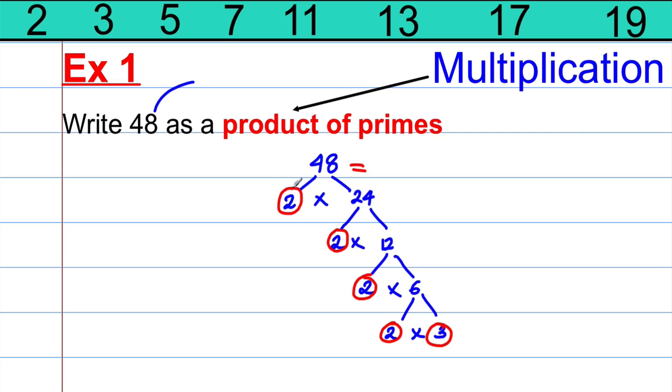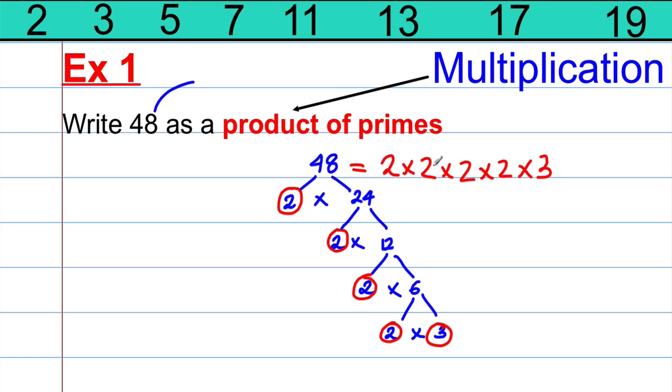Look at 48. We know it's now 2 times 24. But 24 is 2 times 12. And 12 is 2 times 6. And 6 is 2 times 3. So we know 48 must be 2 multiplied by 2, multiplied by 2, multiplied by 2, multiplied by 3. And that's it decomposed into its prime numbers. So it's 2 times 2 times 2 times 2 times 3.